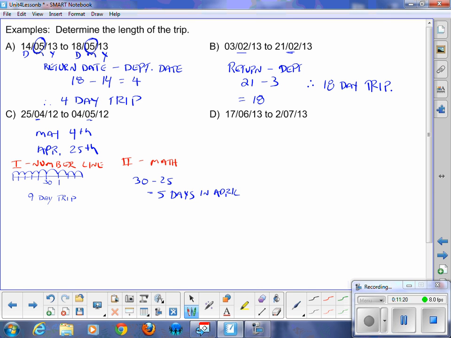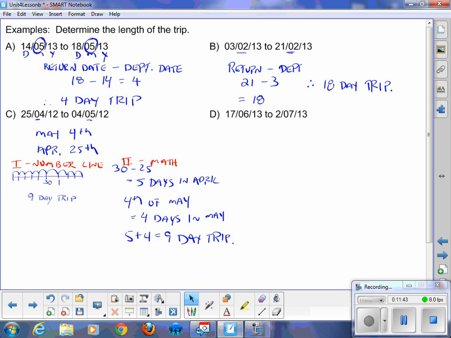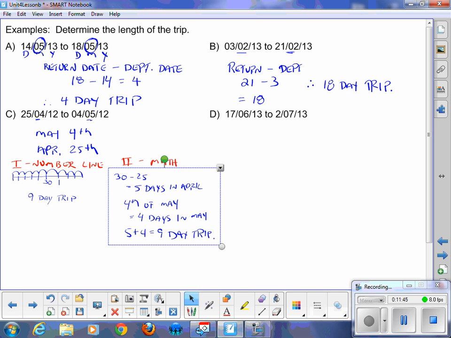5 days in April. The 4th of May tells me I was gone for 4 days in May. So 5 plus 4 gives me a 9-day trip. So really you need to pick the method that best suits you and makes the most sense. So I'm going to shrink that a little bit so it fits a little better. So the number line, or you can just do it with math. Either way doesn't really matter.